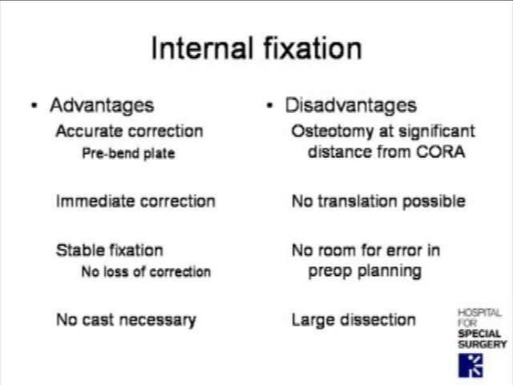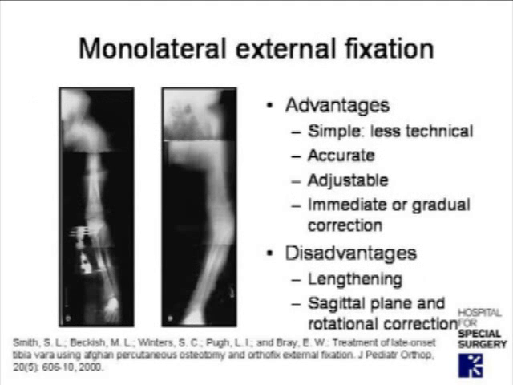Some of the developments post mid-1990s, and things that have been used around the world even from before that, include external fixation. Monolateral external fixation is well described. Dr. Price has written several articles on it, and multiple other people have used this as well successfully. The advantage of monolateral external fixation in the management of Blount's is that it's very simple. It's accurate. It's somewhat adjustable.